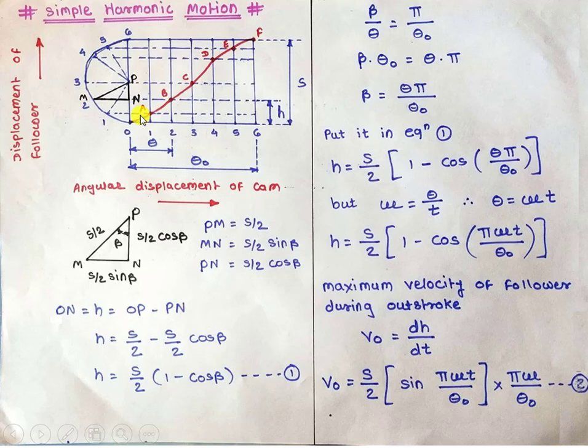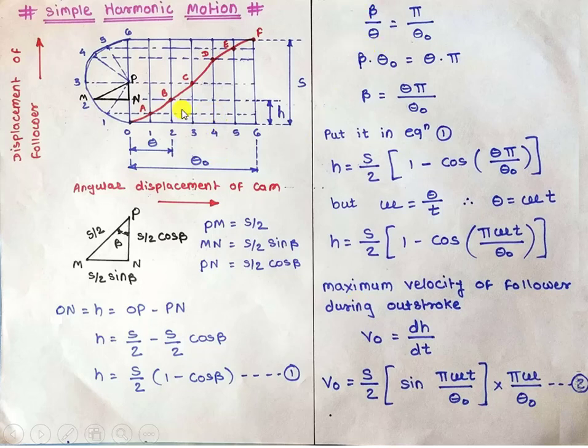Then the P to N distance is equal to S by 2 cos beta. Now we will take this S by 2 as common. So the term will be S by 2 in bracket 1 minus cos beta. Label it as equation number 1.